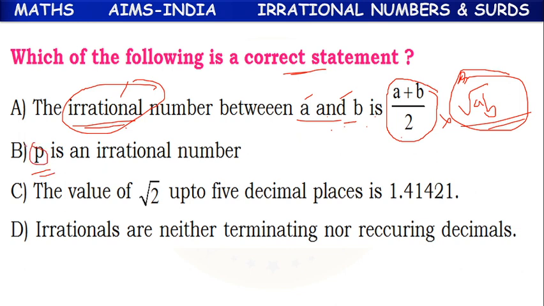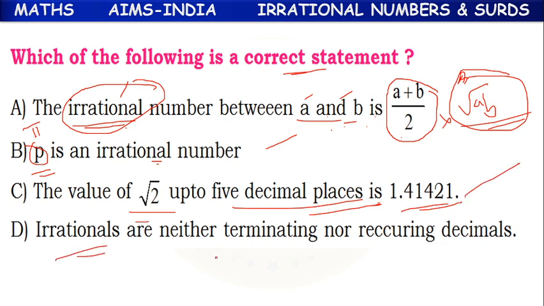Sorry children, it is pi. Pi is an irrational number, correct. The value of root 2 up to 5 decimal places, 1.41421, correct. Irrational numbers are neither terminating nor recurring, correct. So B, C, D, 3 options are correct.